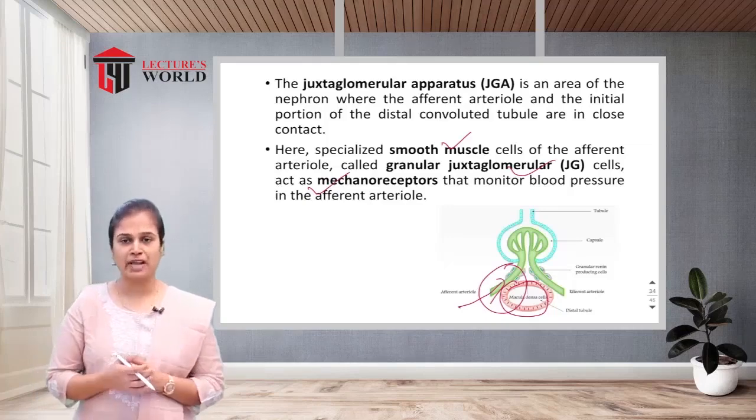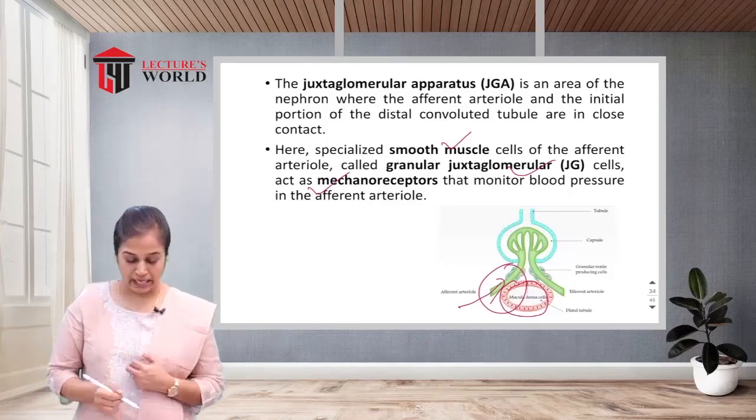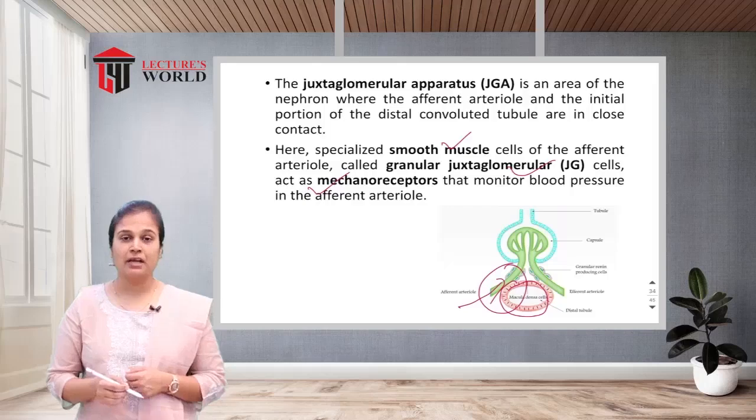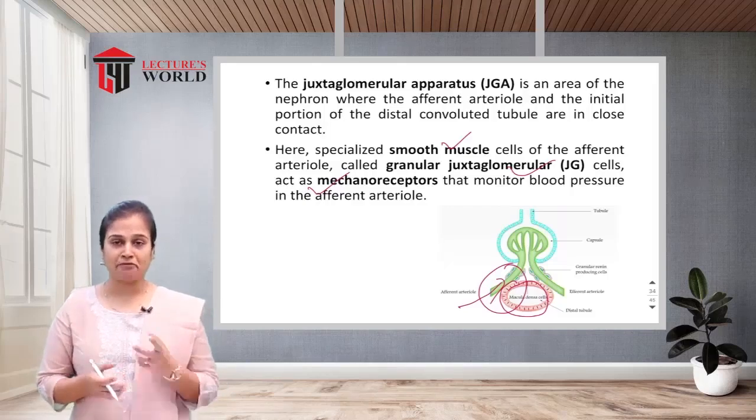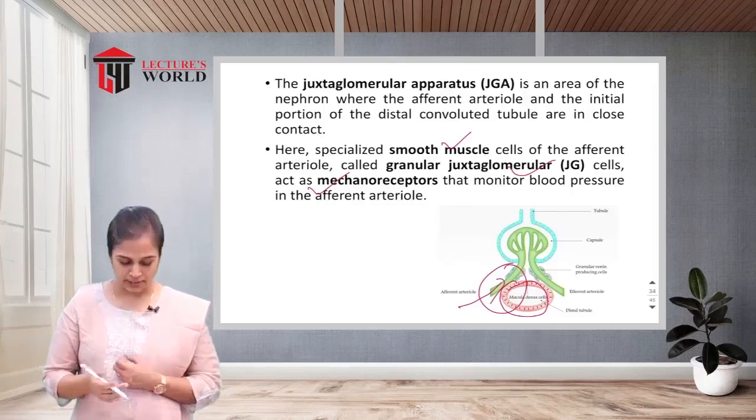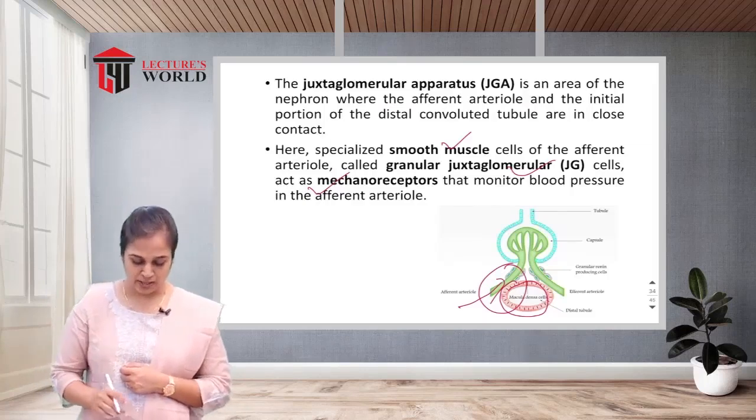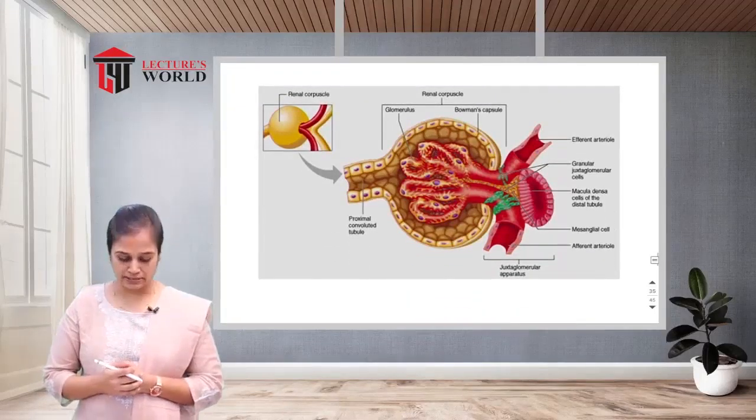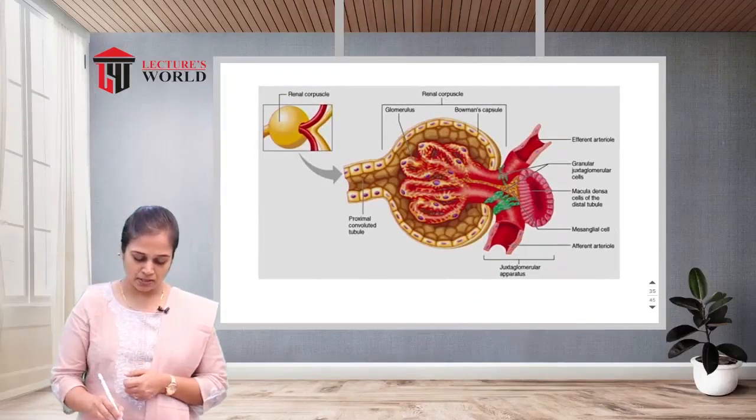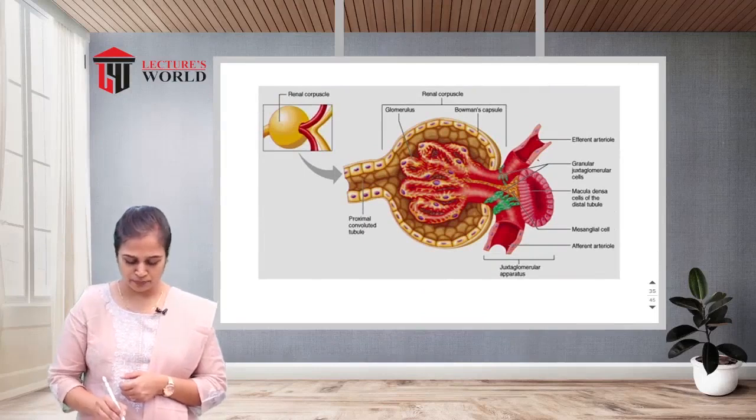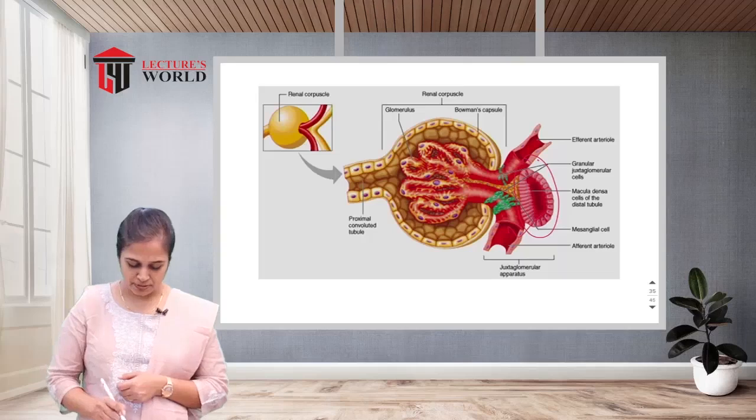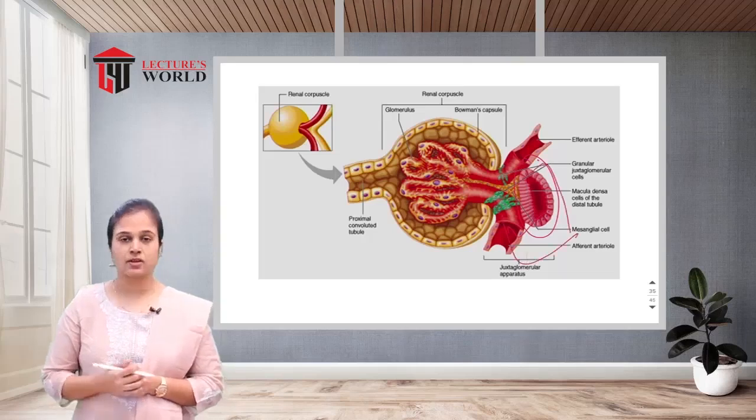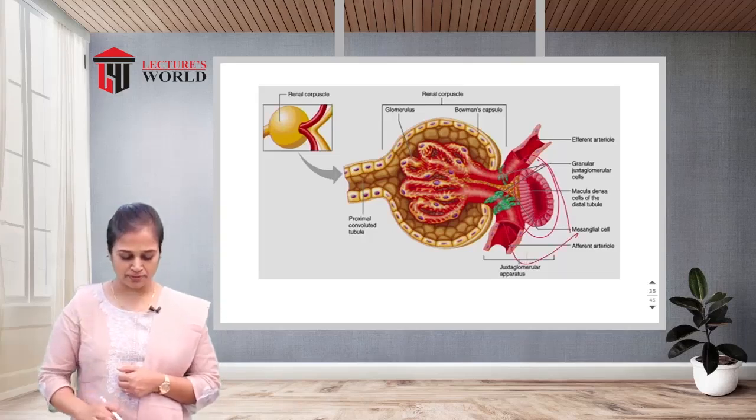So the juxtaglomerular apparatus is an area where the nephron and the efferent arteriole's initial portions meet together. In this image you can see very clearly this is the distal convoluted tubule and this is the efferent arteriole. This portion is called the juxtaglomerular apparatus.